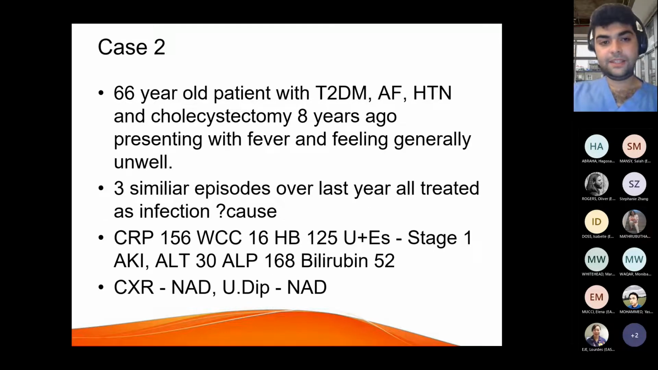So that was the first case. It's a case that we see in Conquest. I see it once a week at least, at a minimum, if not more. The second case is also a very common case.